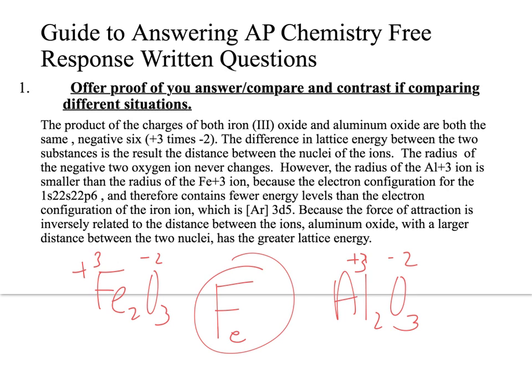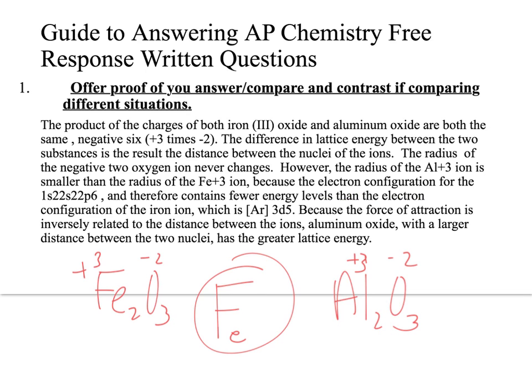The difference in lattice energy between the two substances is the result of the distance between the nuclei of the ions. The radius of the -2 oxygen ion never changes. It's the same in both, because the oxygen ion is the same size no matter where it is. However, the radius of the Al+3 ion is smaller than the radius of the iron ion. How do we know that? This is where you're using electron configurations.